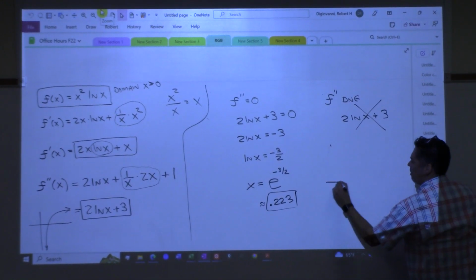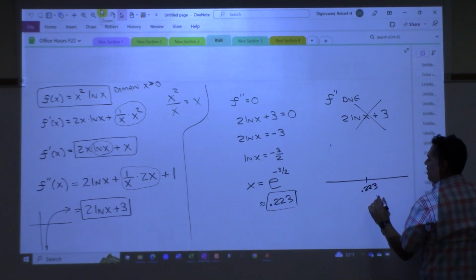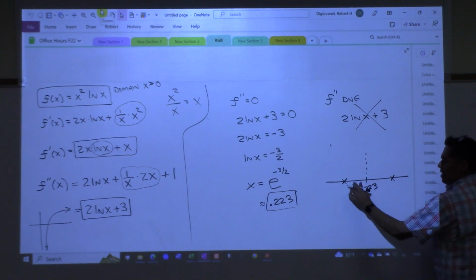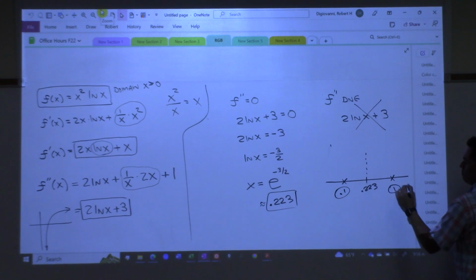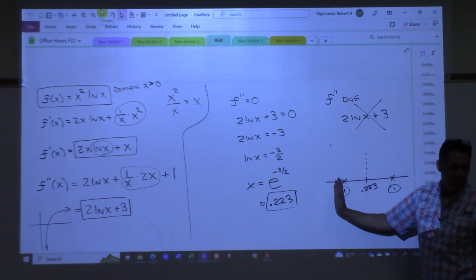Here it is. I put it on the number line, 0.223. I pick a test point here and here. This test point I'm going to use 0.1. This test point I'm going to use 1. Remember, I have to pick a positive number. That's why I'm not picking 0, because I can't plug 0 in.